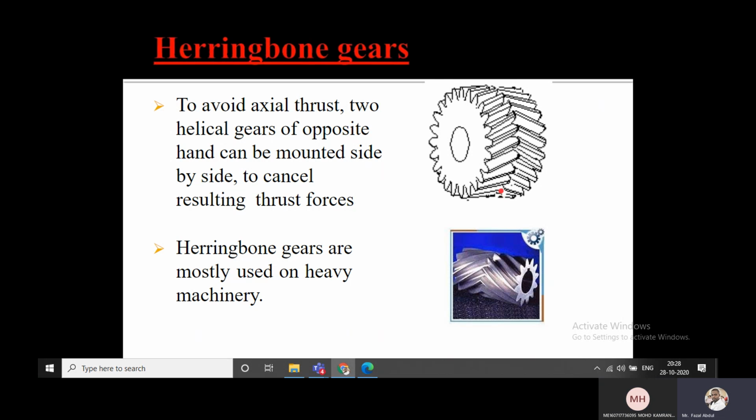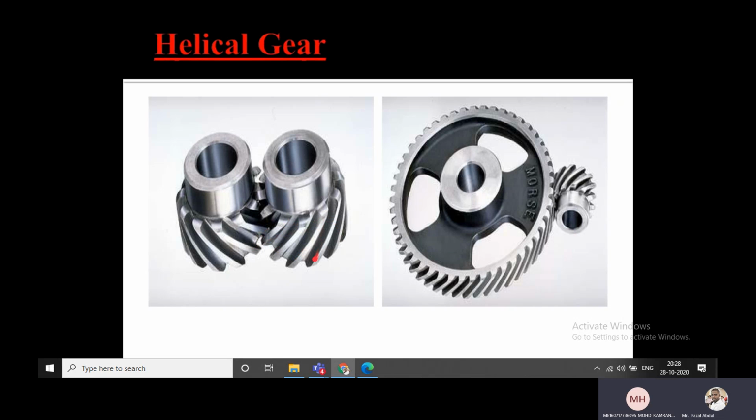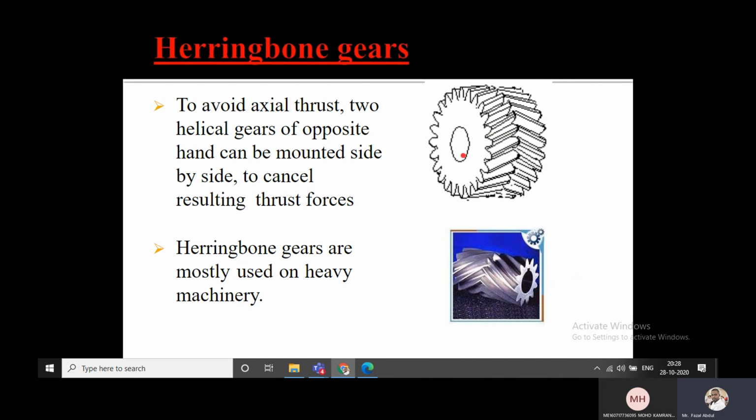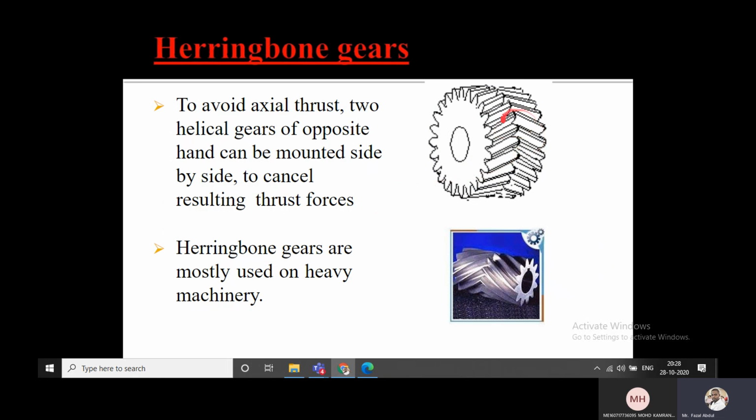This is a herringbone gear. A herringbone gear is also like a helical gear, but in the previous one the helical teeth are provided on only one side. If the teeth are provided on two sides, helical in this manner and helical in this manner, such gears are known as herringbone gears. Why do we provide this? To avoid the axial load on the gear. The gear teeth are also subjected to thrust load and axial load. That load is avoided with the help of this herringbone gear. Axial thrust is nothing but load.